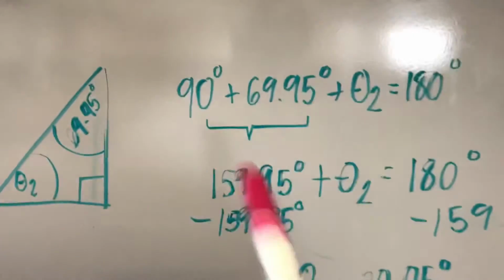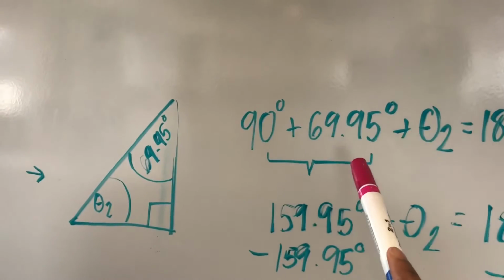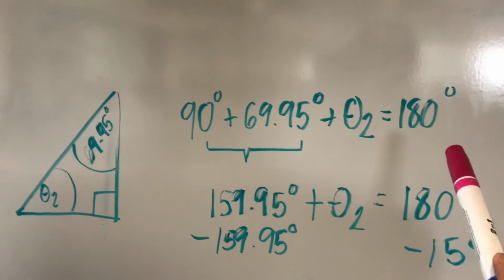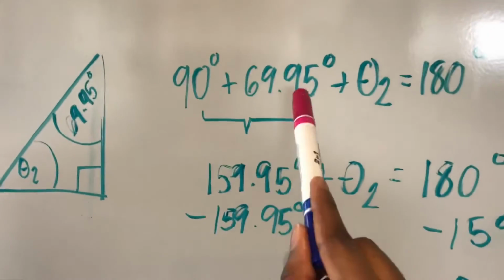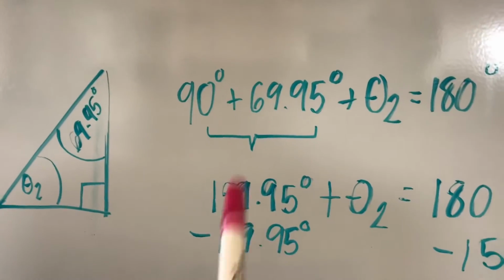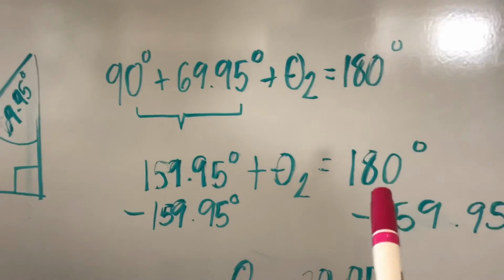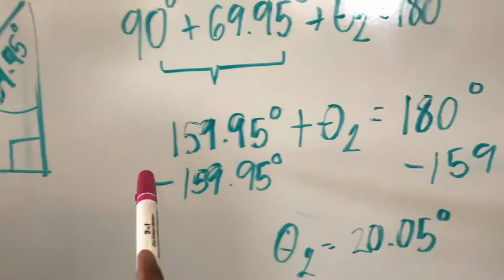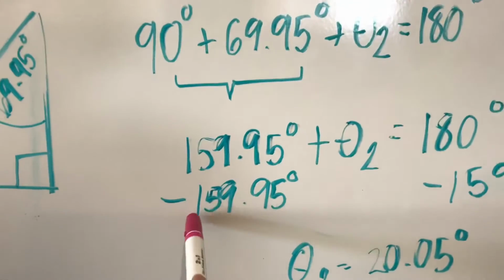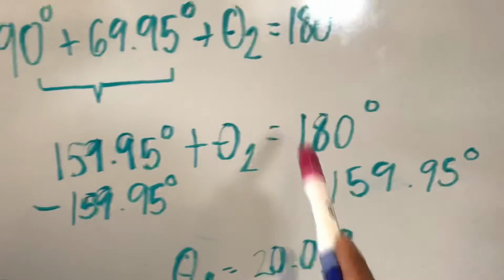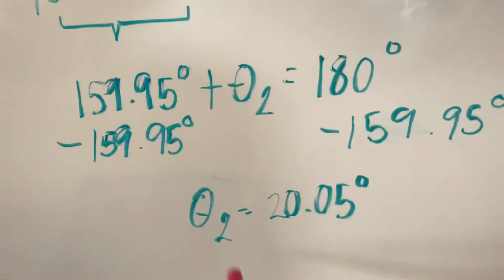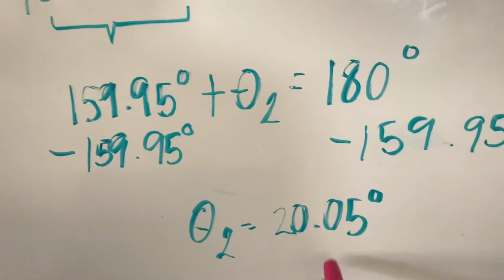If we know that 90 degrees plus our theta critical plus theta 2 equals 180 degrees, we'd add these two together and we'd see that 159.95 degrees plus theta 2 equals 180. And so subtract 159.95 degrees from both sides in order to isolate theta 2. We'd see that theta 2 is 20.05 degrees.